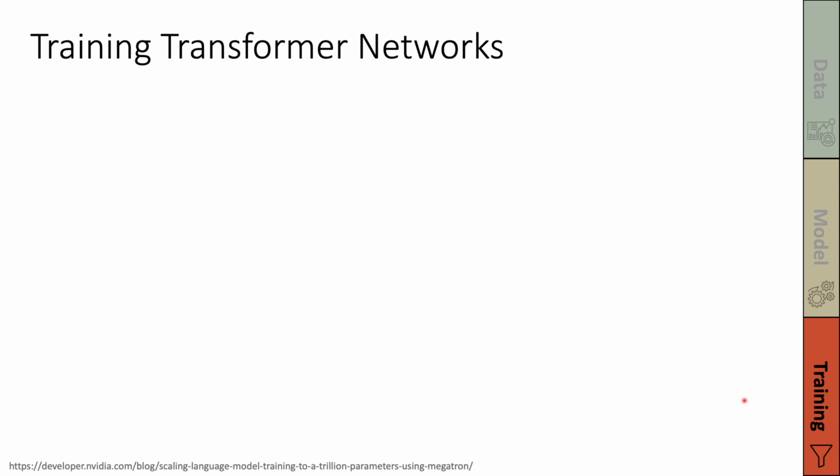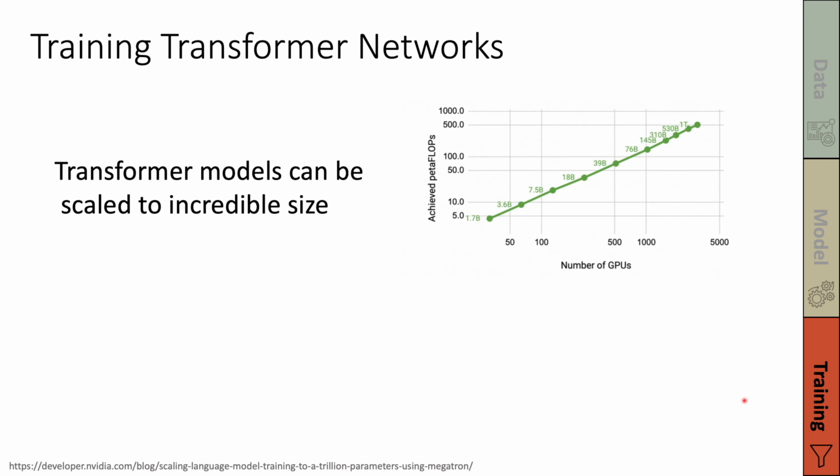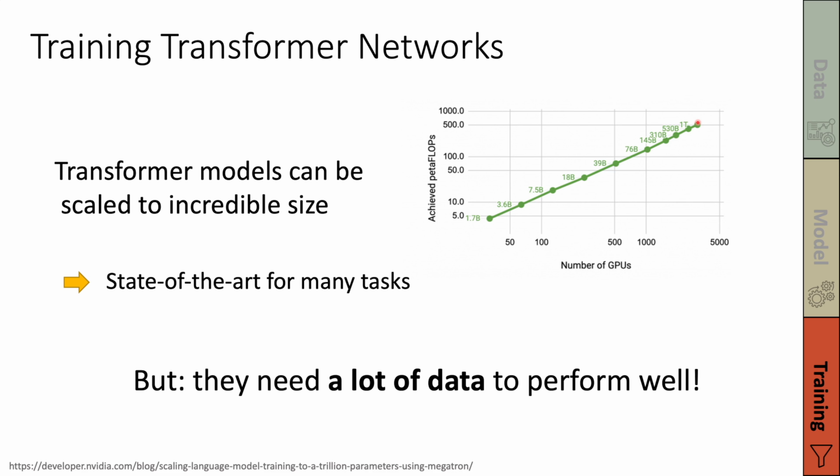Finally, it is not that easy to train transformers because they need a lot of data, but if you have that data, you can actually scale them to an incredible size. Here, this is an example of NVIDIA where they scaled a language model to 1 trillion parameters. And this many parameters that handle a lot of data is a good way to achieve state-of-the-art performance on many tasks. So scaling up your model and your data leads to very good performance, but they do need a lot of data to perform that well.